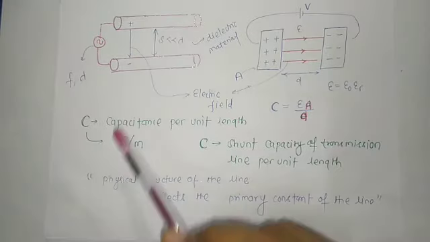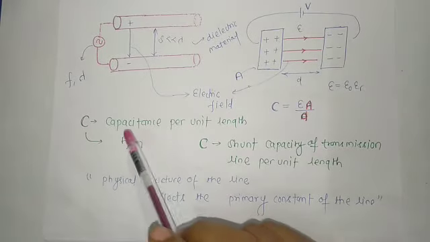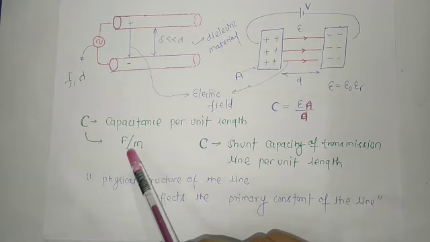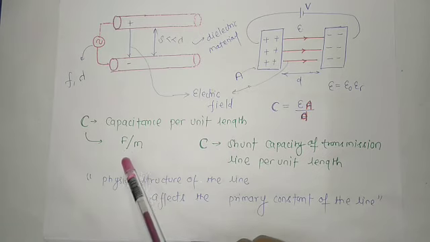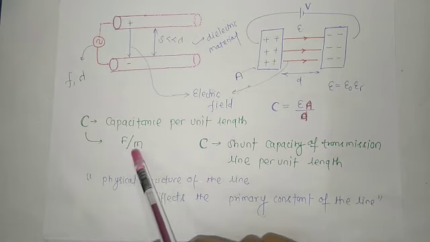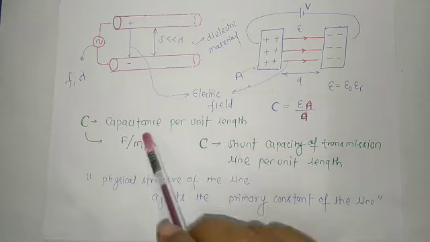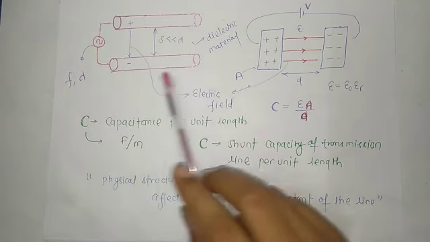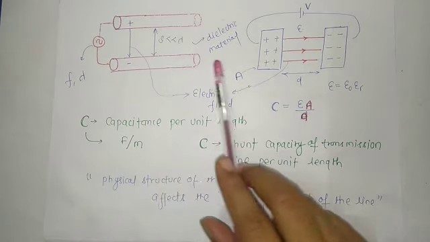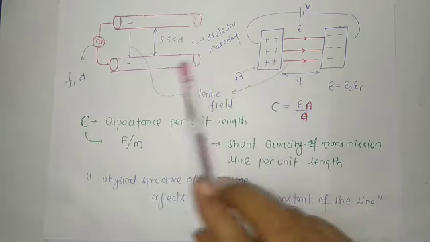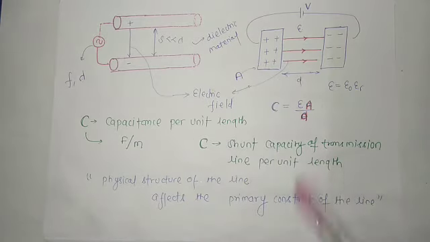The unit of this capacitance is given in farad per meter, that is, capacitance per unit length. It means that this element is also distributed along the length of the transmission line.